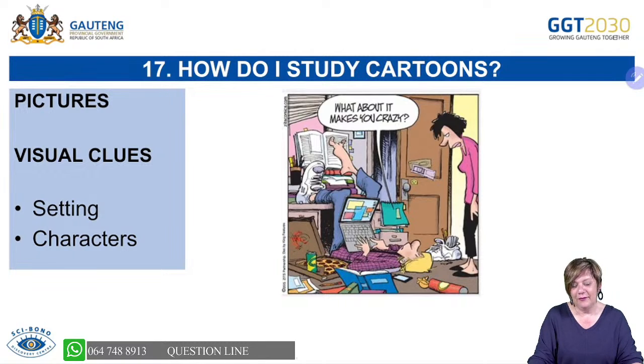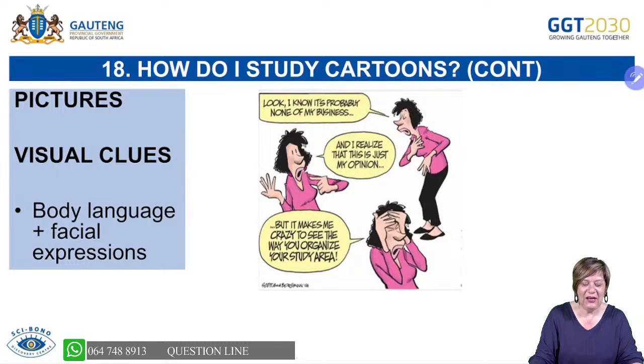Now, let's analyze it. We're looking at the visual clues, in other words, the picture. In this case, we are able to identify the setting. It's obviously in Jeremy's study. You can see there's a computer, there's a desk, there's some books, there's a lot of other things that shouldn't be there, but it's a study. And the characters? Well, that's obviously Jeremy and Mom. Can you see we're just looking at our picture and it's really easy to analyze it. Now let's look at the body language and facial expressions.